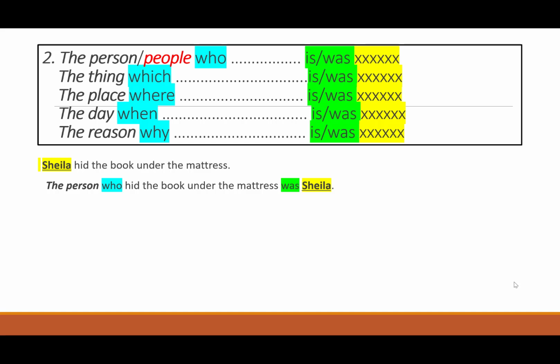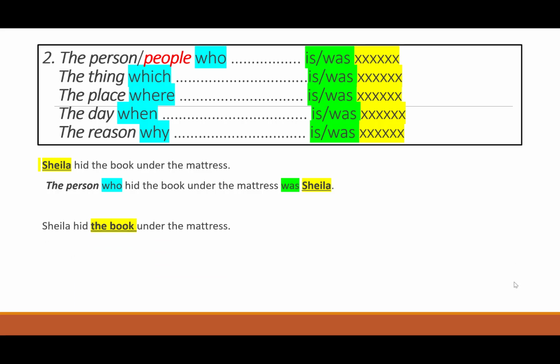We put the person first, then we use relative pronoun who, because it's a person, we have to use who instead of which, and so on. And then copy the sentence, the person who hid the book under the mattress. And then be, check the tense. Hid is past tense, you have to use was. And then the one we stress, Sheila. The person who hid the book under the mattress was Sheila.